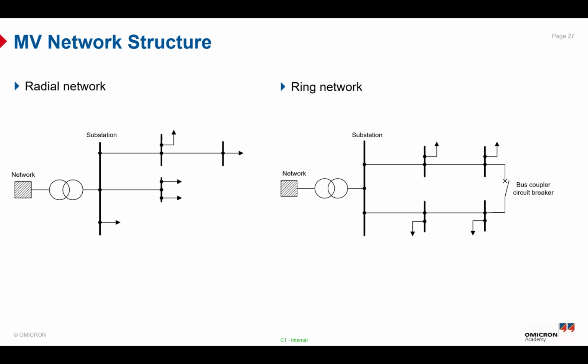You can see from our single line diagram here the incoming feeder with the transformer. Also, we have some outgoing feeders and connected loads. And here in the ring network, we also have the bus coupler circuit breaker.